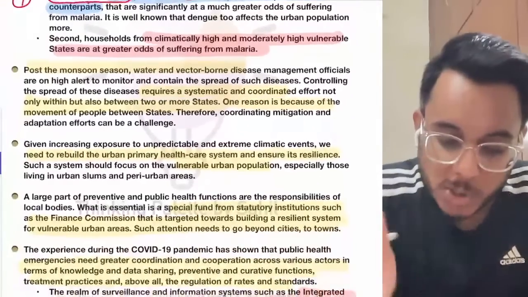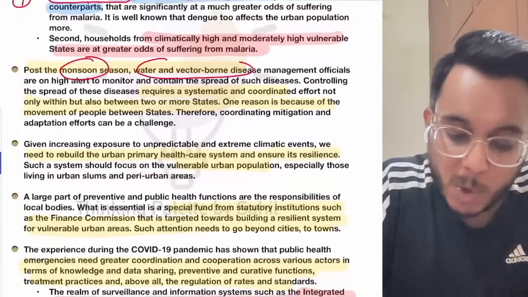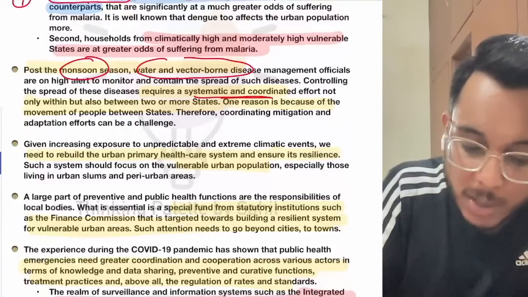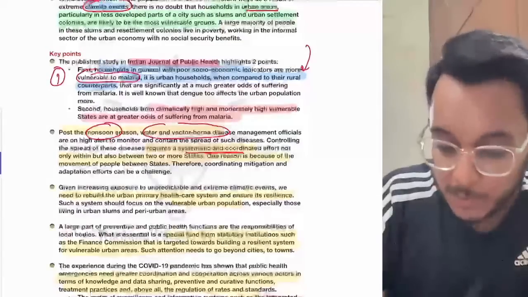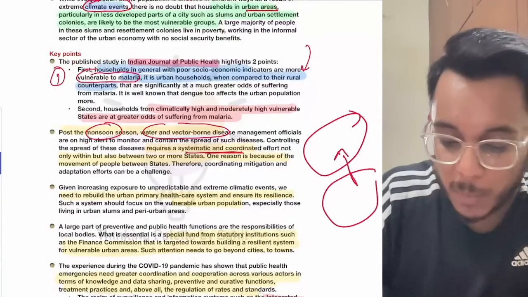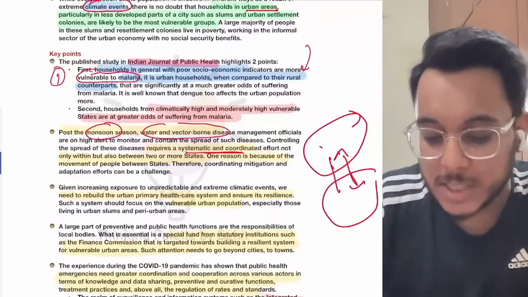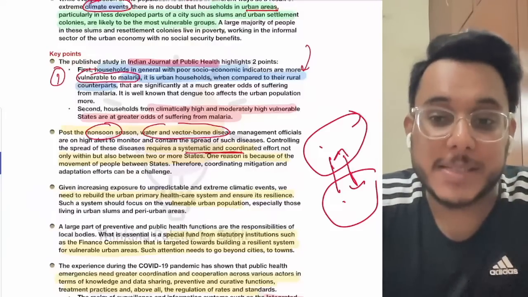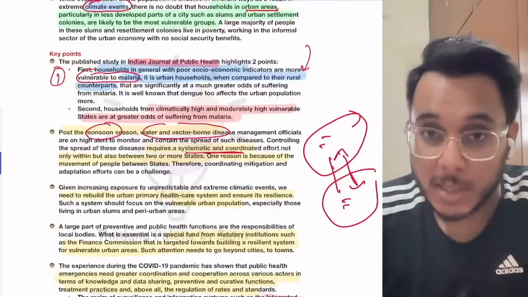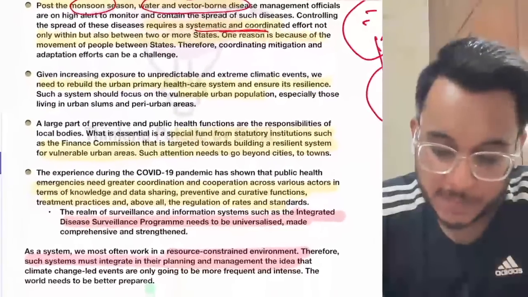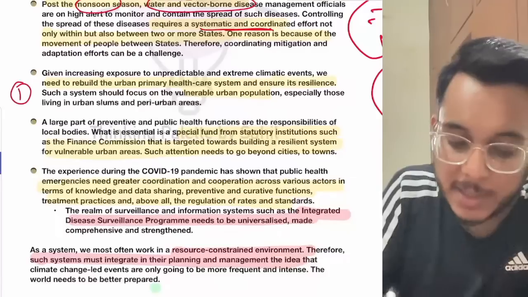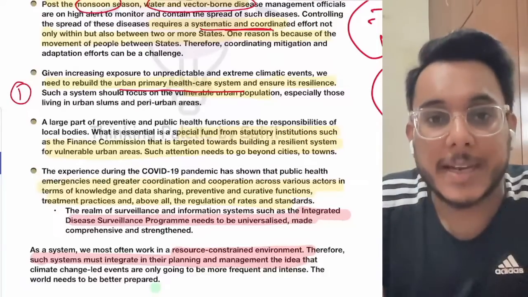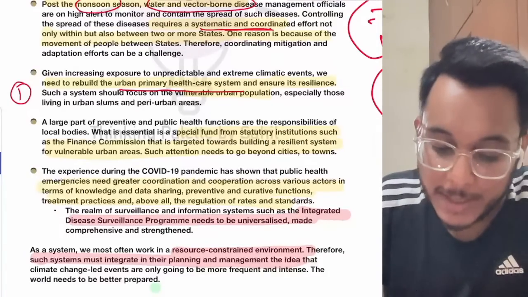Now, post monsoon season, we see that water and vector-borne diseases become a very big problem. For that, we need a systemic and coordinated approach, not only within a state but between the states also, because people are migrating from one state to another, and migrants reach urban centers. So there, malaria control and vector-borne disease control strategies need to be in place. For that, number one, we need to build urban primary healthcare systems so that the moment a person gets malaria, dengue, etc., they can be treated immediately.